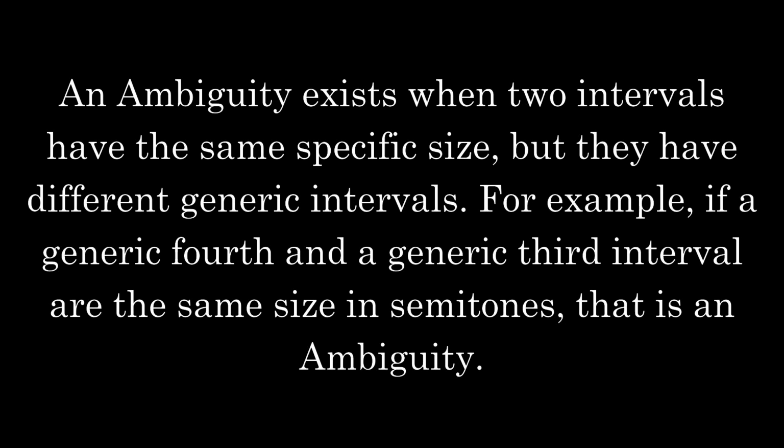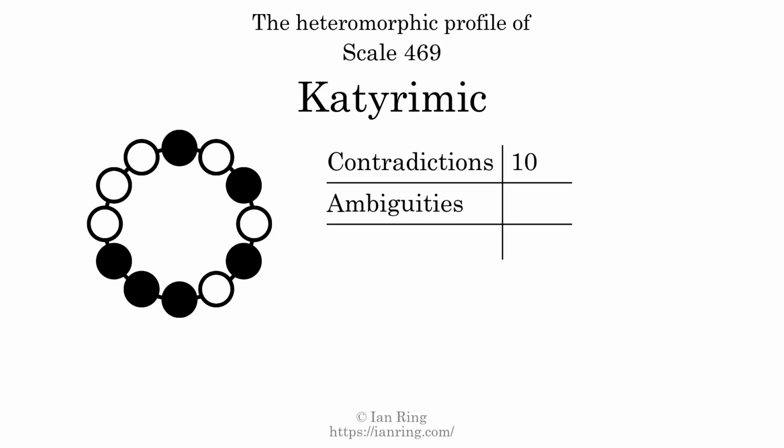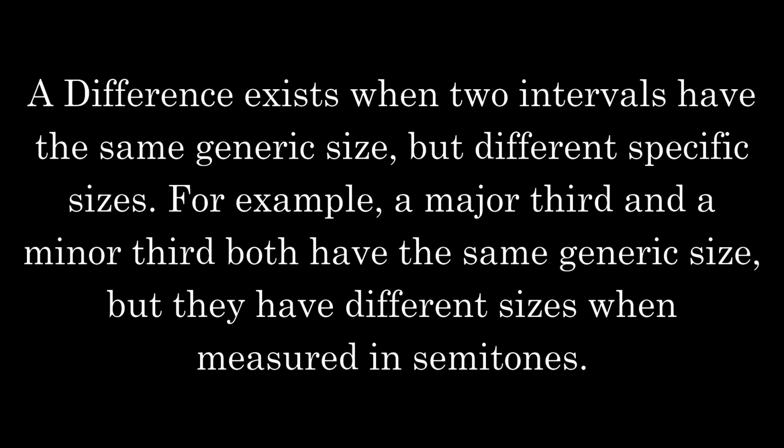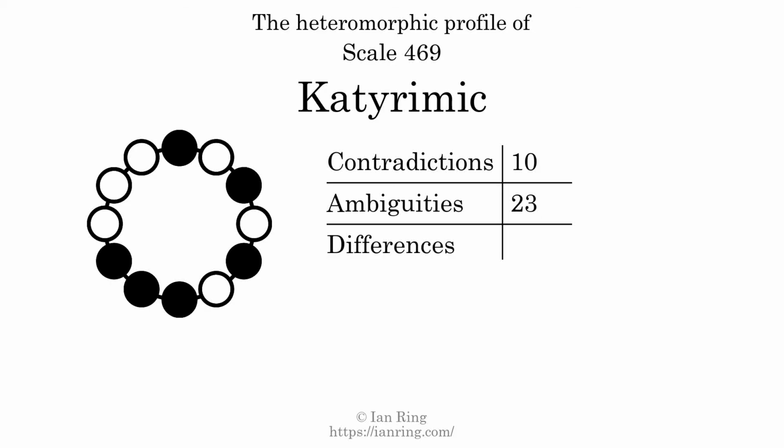An ambiguity exists when 2 intervals have the same specific size, but they have different generic intervals. For example, if a generic fourth and a generic third interval are the same size in semitones, that is an ambiguity. The number of ambiguities in this scale is 23. A difference exists when 2 intervals have the same generic size, but different specific sizes. For example, a major third and a minor third both have the same generic size, but they have different sizes when measured in semitones. The number of differences in this scale is 64.